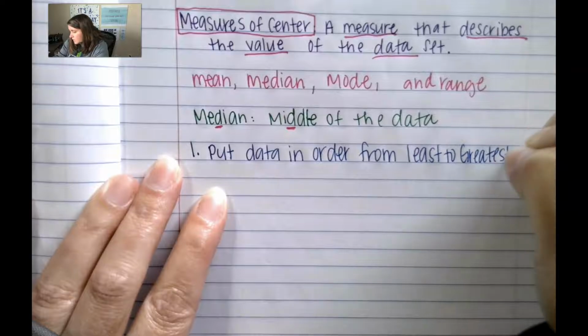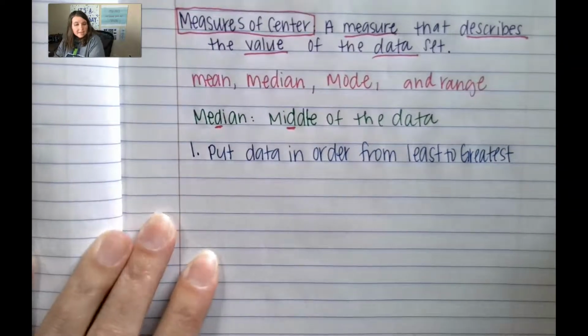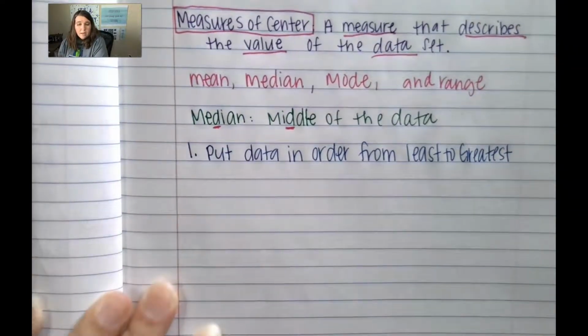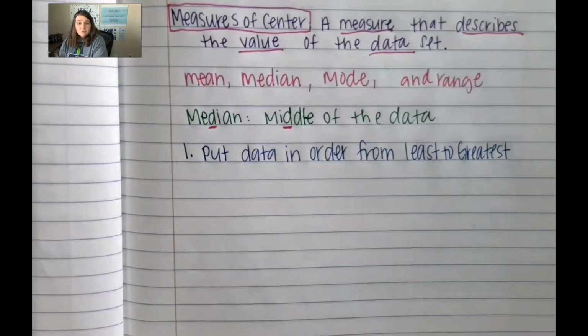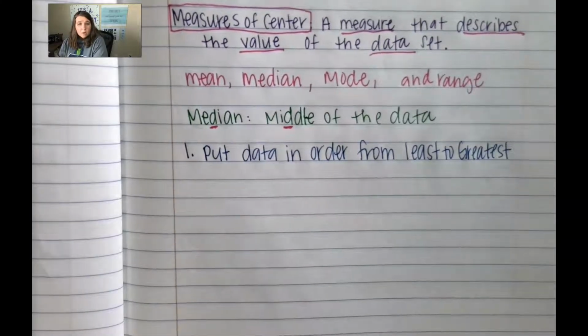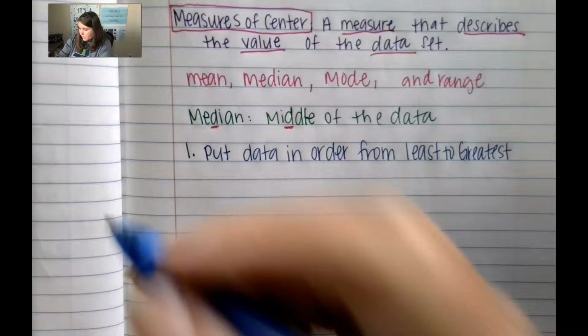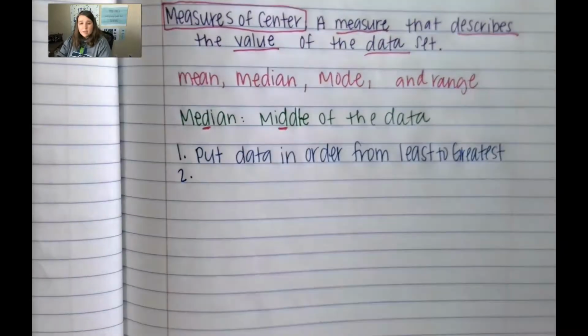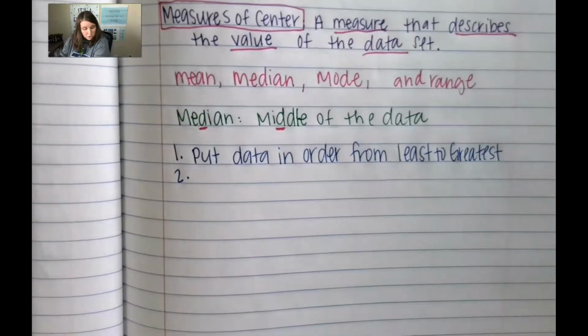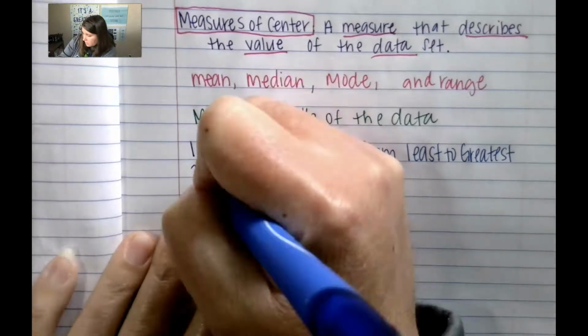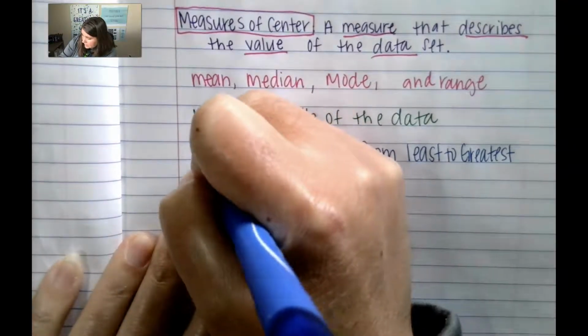Okay, so from least to greatest, we're going to put all that data in order. Then, after you put it in order, that's when it's time to start finding the middle, or the median. And so we're going to find the median by crossing off end, end, end, until we reach whatever's in the middle. So we're going to count to the middle by crossing off the ends.